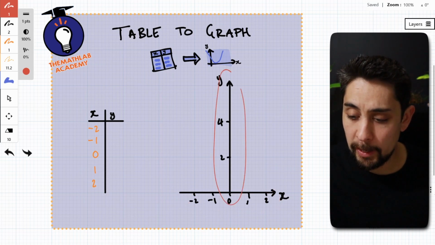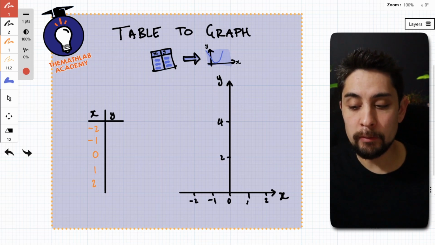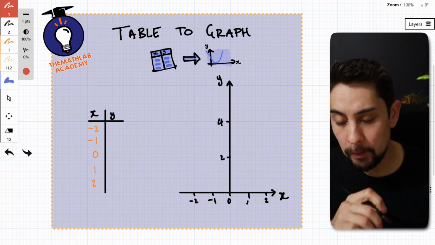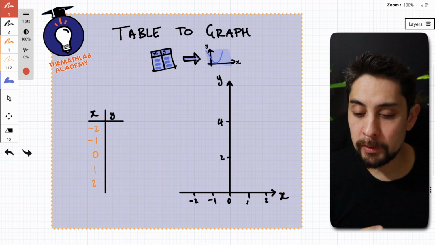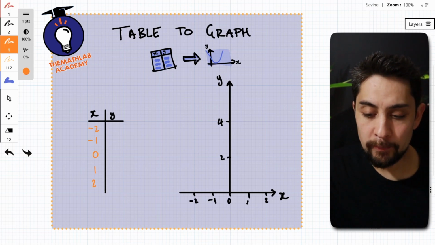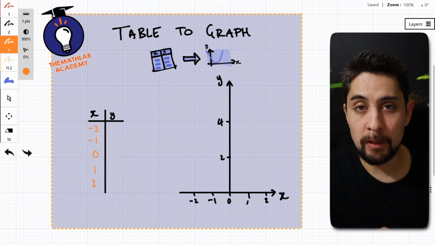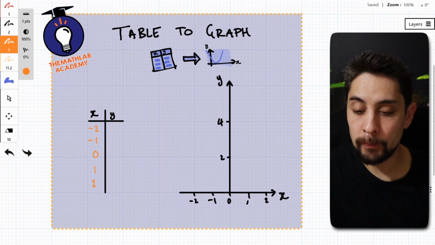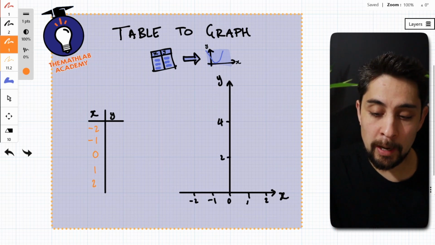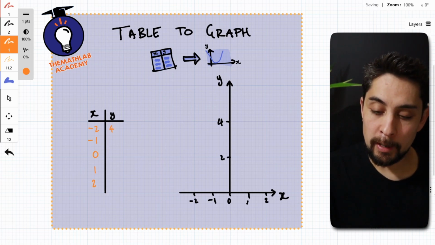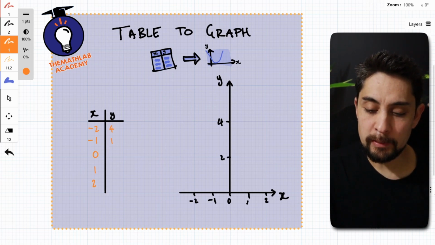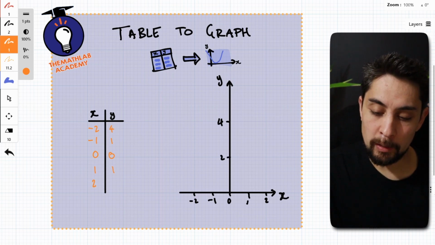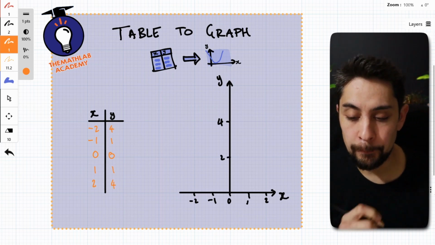And on the y-axis, we have the numbers 0, 2, and 4. Now it's just a little bit different, but the process is exactly the same. If we have a table of values, which we'll fill in the y values shortly, we can just plot the values as we see them on the graph. So -2, our value will be 4. -1, our value will be 1, 0, 0, 1, 1, and 2, 4.